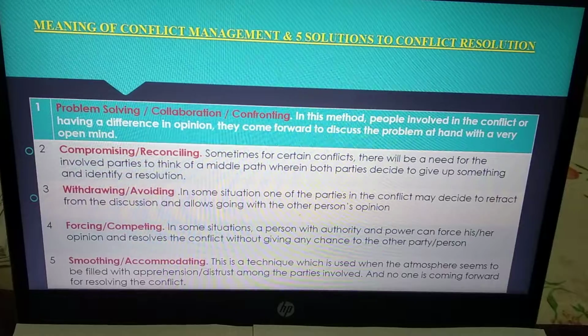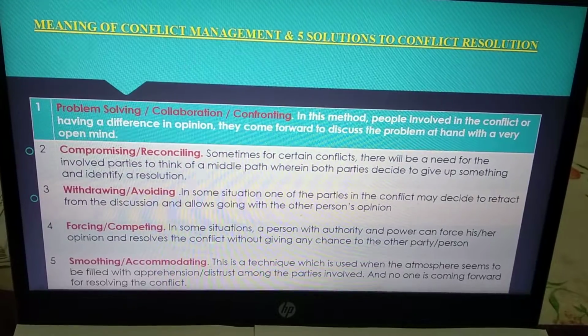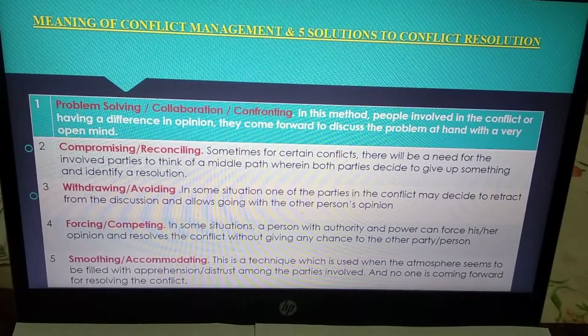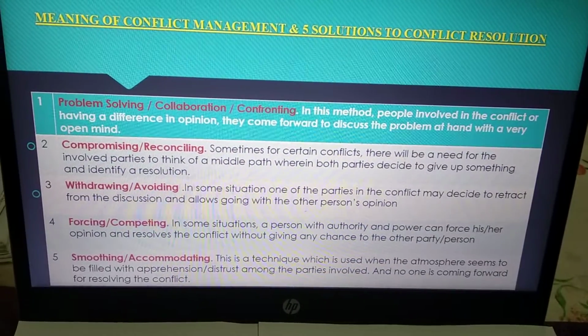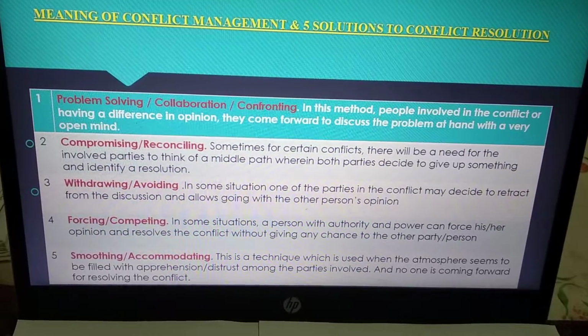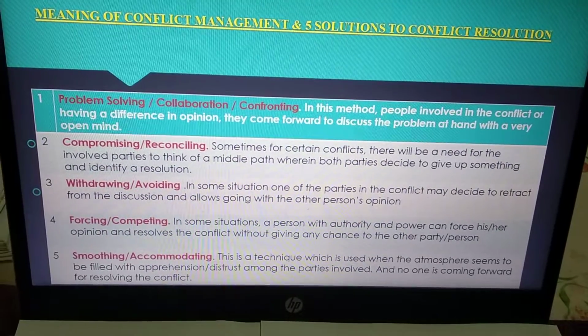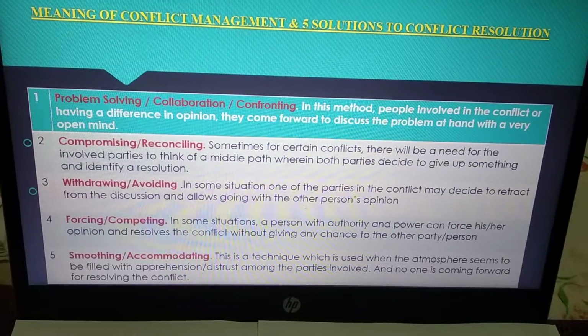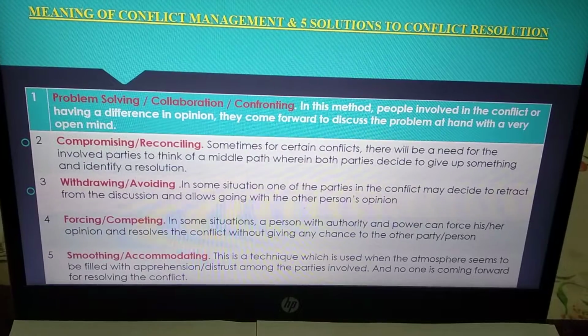My name is Khalid, and in this tutorial I want to share what is the meaning of conflict management and 5 solutions to conflict resolution. Basically, conflict management is a process where you try to understand other people's perspective about the problem or the issue and how to come up with different solutions to it.